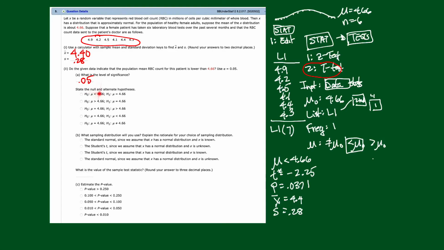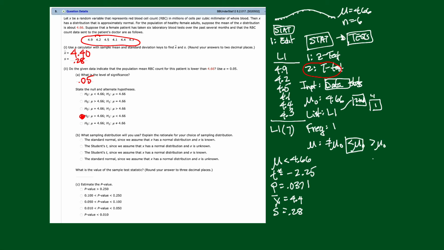And now state the null and alternate hypotheses. Well, the null is going to have an equal sign in it. So here's some equals. And we're running a less than test, a left tail test. So that's a greater than, that's a right tail. There's a left tail, that's a two-tailed test. Let's go with this one right here. So let's select that one.